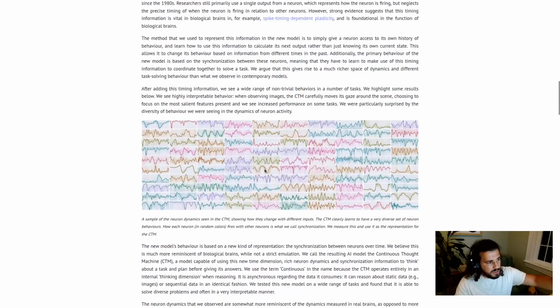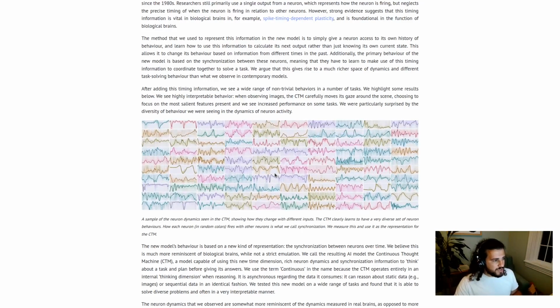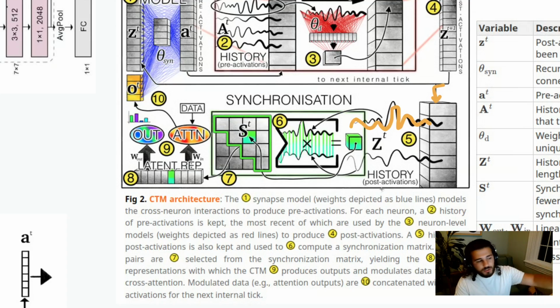So you see these plots are a sample of the neuron dynamics in the CTM, and then they change depending on the input. And the bold line is the average. So how these react compared to other neurons is the synchronization that we're trying to model. With this, what you have is what we call a synchronization matrix. These neuronal pairs will be taken at this specific step, and it will create some way of getting a value of synchronization for two neuronal pairs.